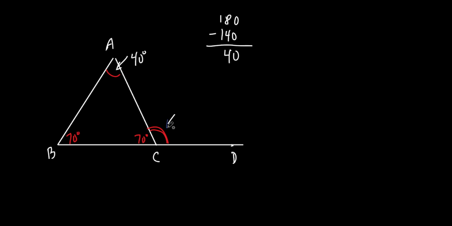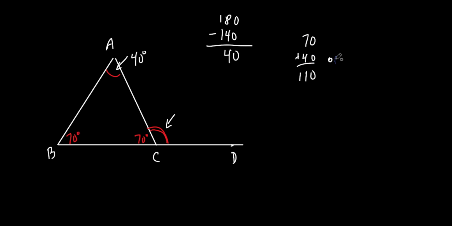What about this angle right here? You could do it a couple ways, and you should get the same answer. I'll do it both ways just to show you. Yeah, you could. See, this is an exterior angle. Remember that? These are remote interior angles. So you could just add 70 and 40, and you get 110.